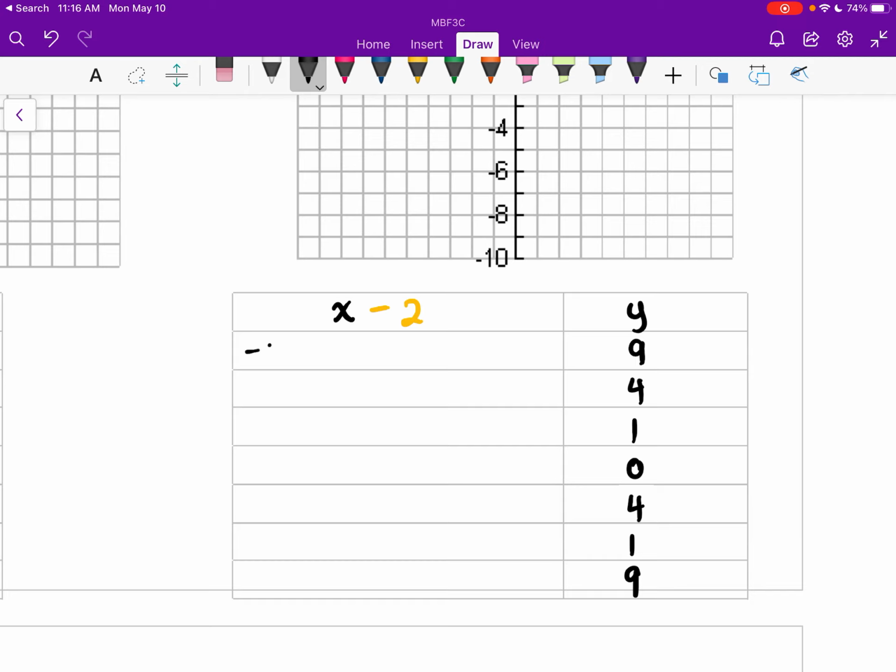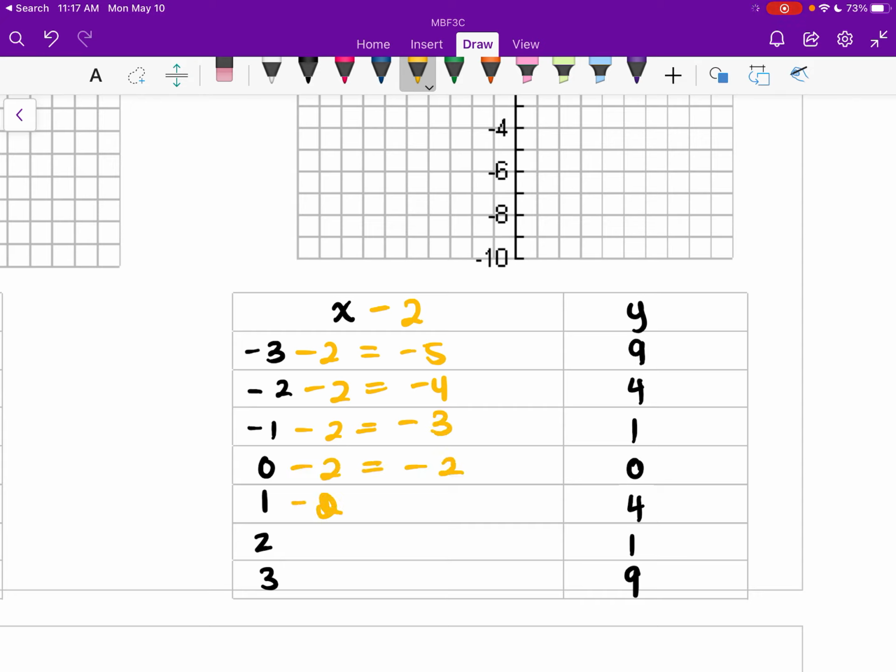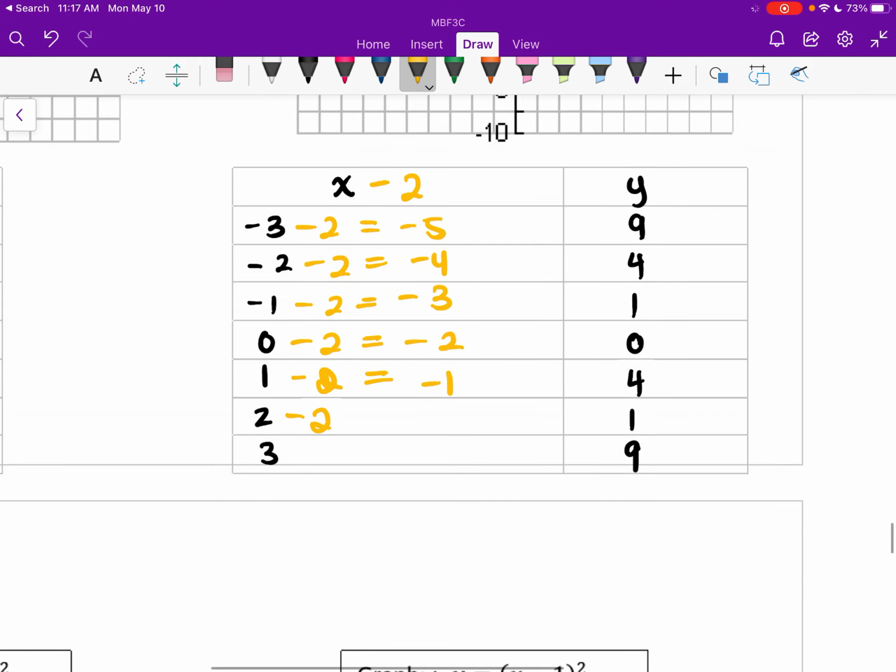And then we're going to put in our x's. Originally would have been -3, -2, -1, 0, 1, 2, 3. And we're going to do the math. So -3 minus 2 is -5. Negative 2 minus 2 is going to be negative 4. Negative 1 minus 2 is going to be negative 3. 0 minus 2 is going to be negative 2. 1 minus 2 is going to be negative 1. 2 minus 2 is going to be 0. 3 minus 2 is going to be 1.